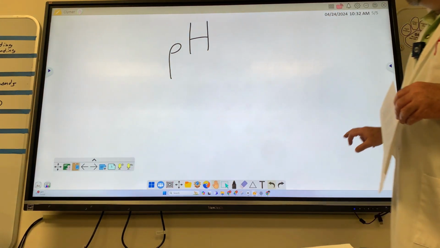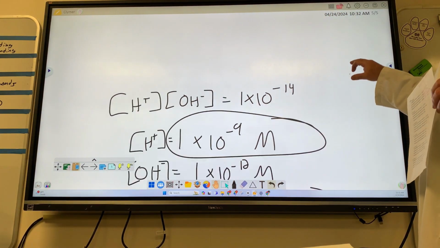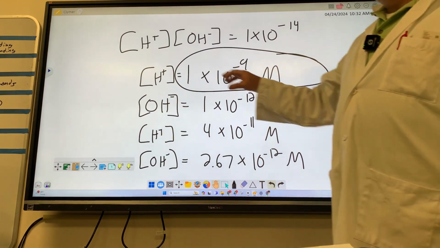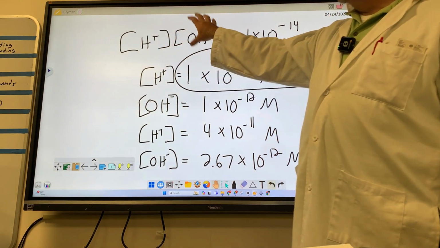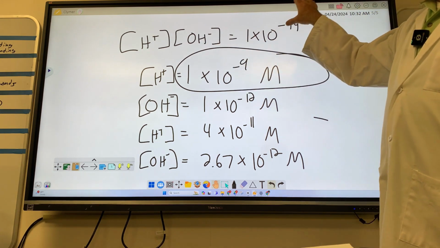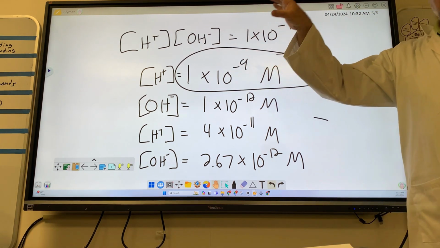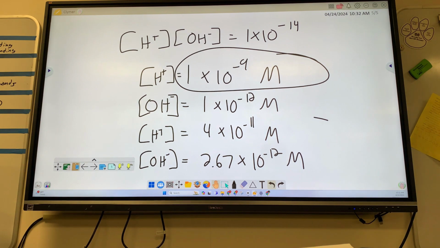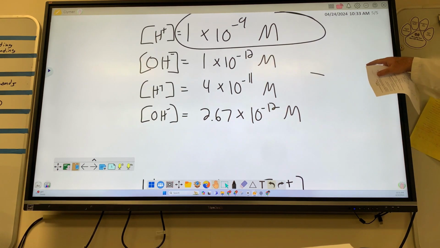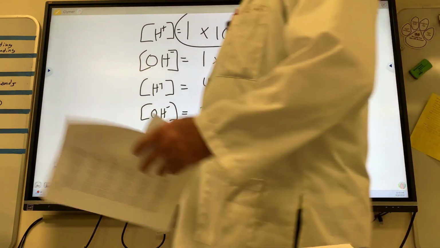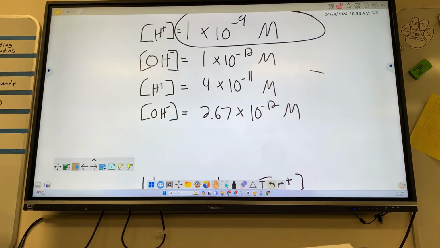For those of you that did it, remember we started with this equation. H+ ion molarity times OH minus molarity equals 1 times 10 to the negative 14th. To solve this top part, all you had to do was simply substitute in the number that they gave you. And then you would end up with answers that looked like this. So, how that relates to pH is the question for today.